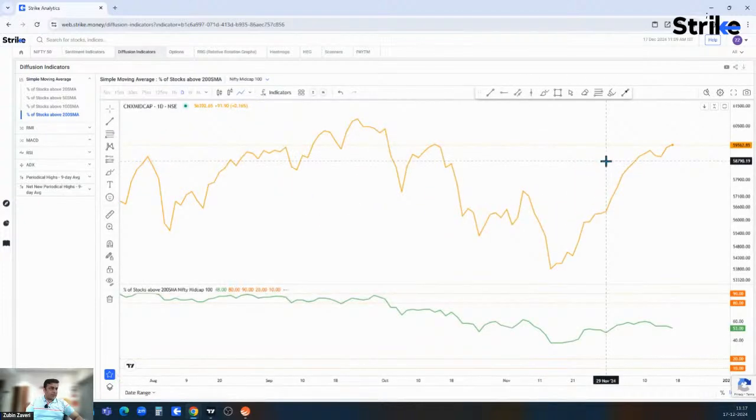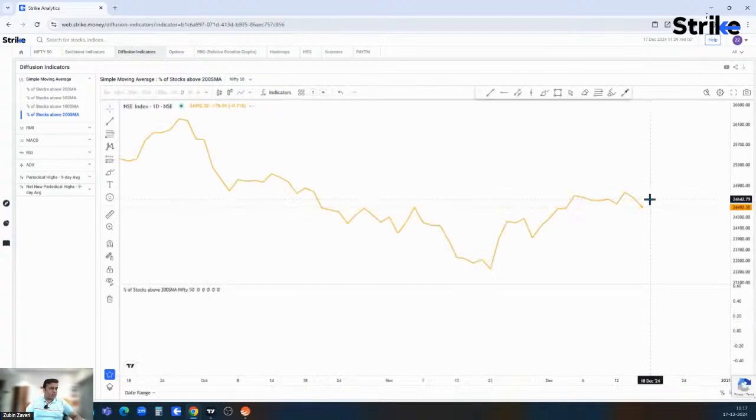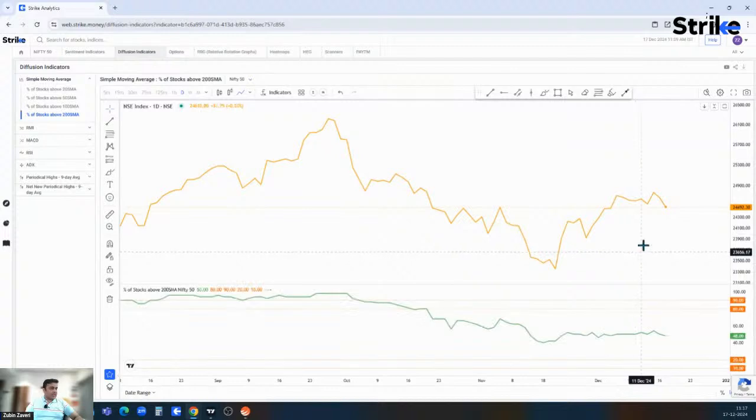So the Midcap 100 index, percentage of stocks above the 200-day, is at around 53 levels, kind of a flat line, nothing much to make out over here. And what about the longer run Nifty view? So we can see that this is also kind of flat overall.